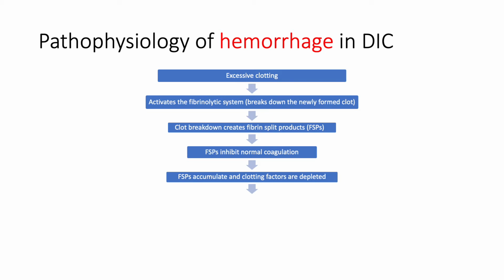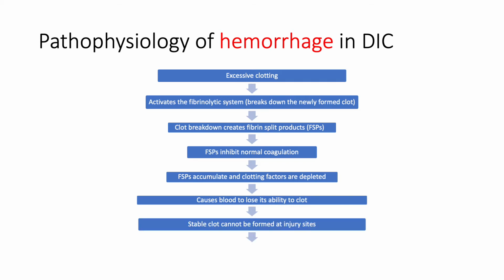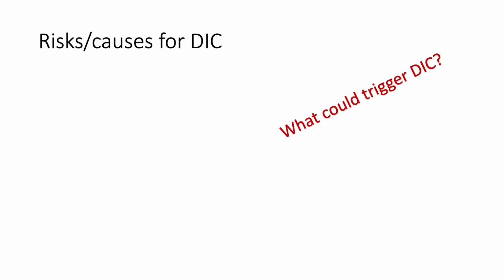So considering all of this, the blood now loses its ability to form a useful clot in places where we need it. We can't form a stable clot at injury sites, and therefore patients are at high risk for hemorrhage. So we hopefully have a clear understanding of how patients with DIC can end up with a bleeding problem and a clotting problem simultaneously. But I've kind of been vague about what could trigger the widespread activation of the coagulation cascade. So here you can see some common causes.